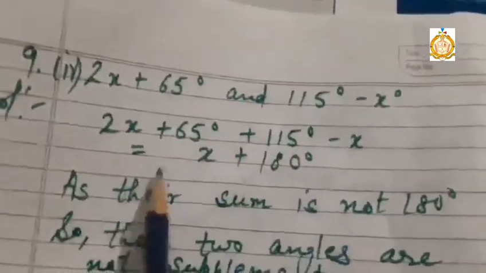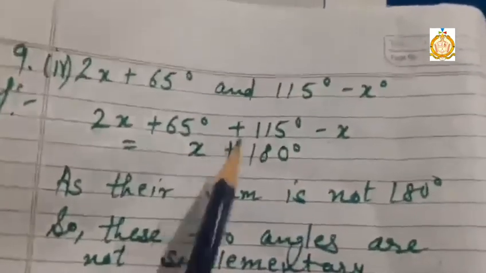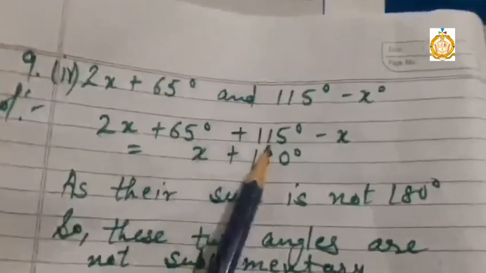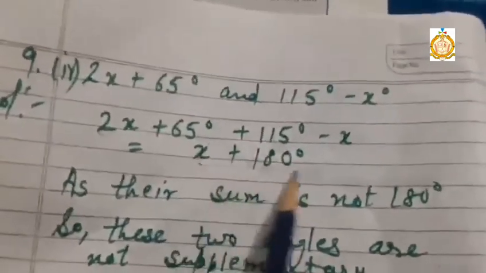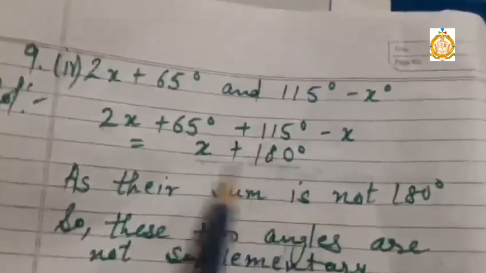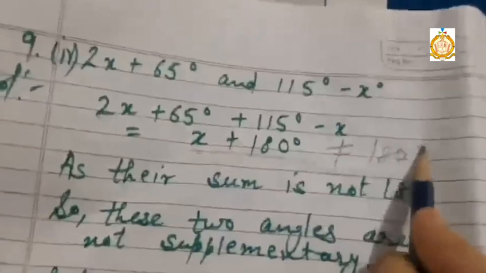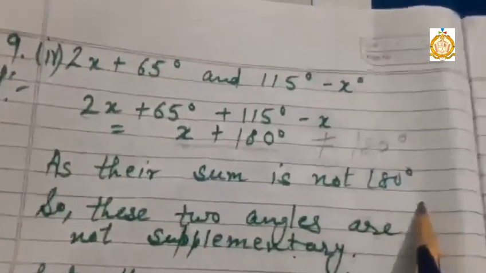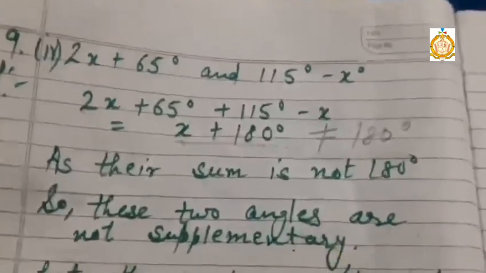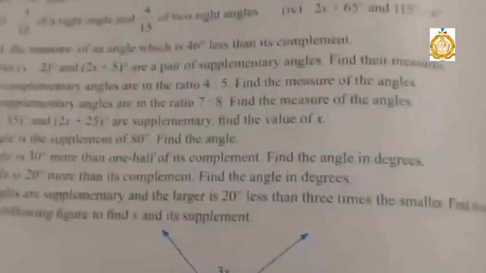Adding these, we can write 2x minus x is equal to x. Adding 65 degrees and 115 degrees, you will get 180 degrees. So they sum up to x plus 180 degrees, which is not equal to 180 degrees. So as their sum is not equal to 180 degrees, these two angles are not supplementary.